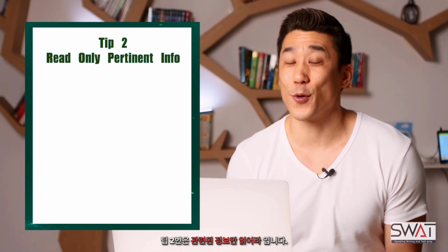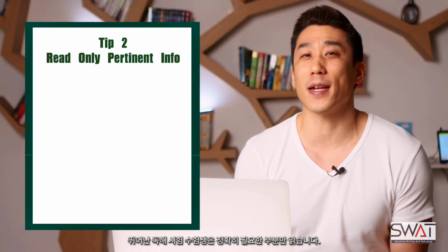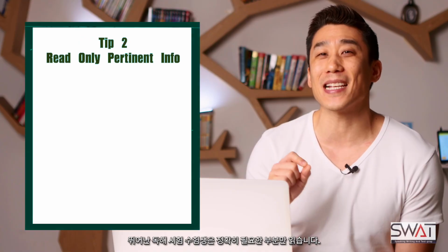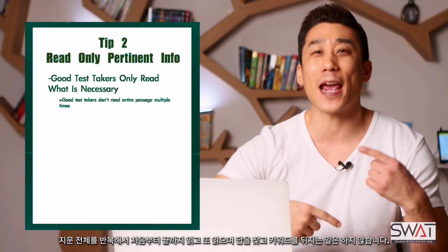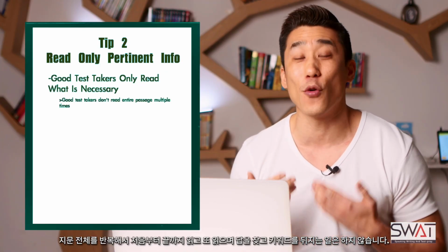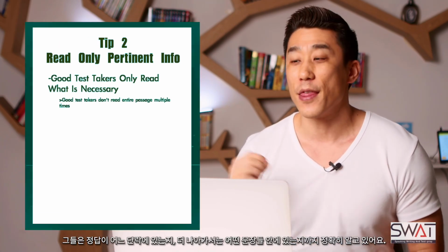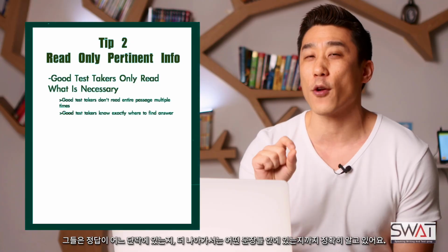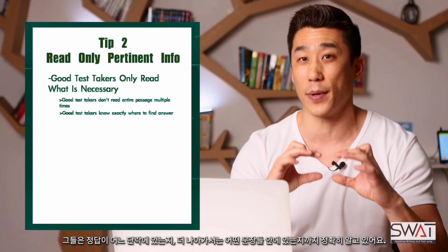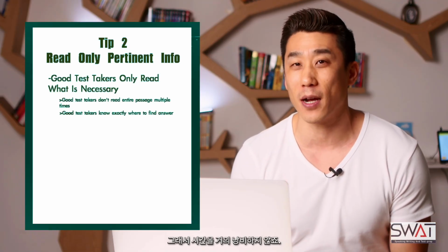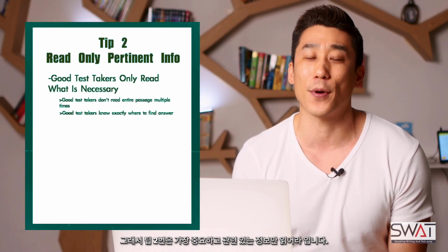Tip number 2 is read only the pertinent information. Now, what does that mean? A good reading test taker only reads exactly what is necessary. They are not wasting time reading and rereading the entire passage over and over again, looking for answers, searching for keywords. They know exactly which paragraph that answer is going to be, and even down to which group of sentences they're going to be looking at, and they won't waste much time. So tip number 2 is read only the most important and pertinent information.